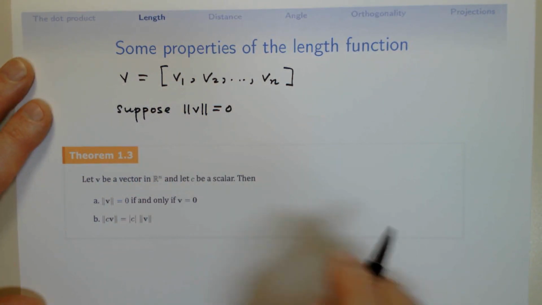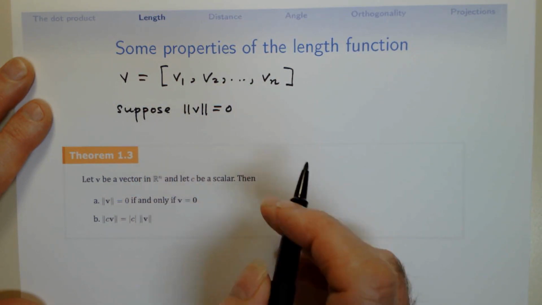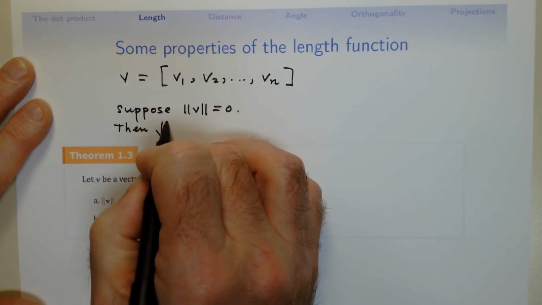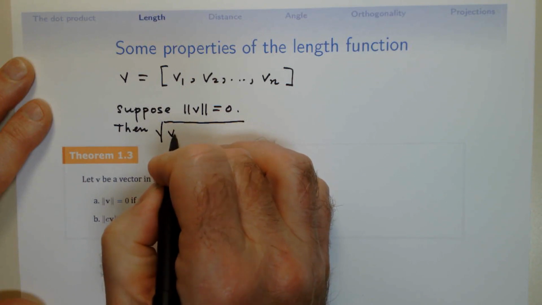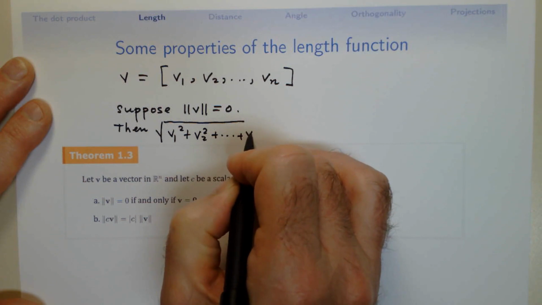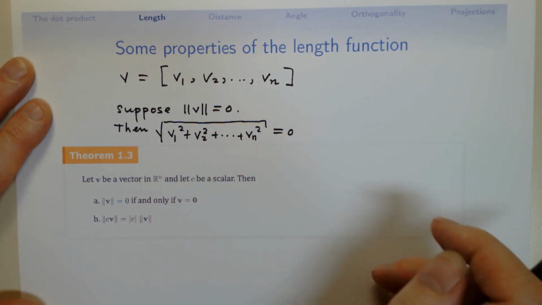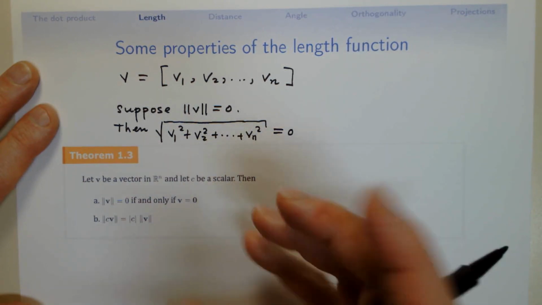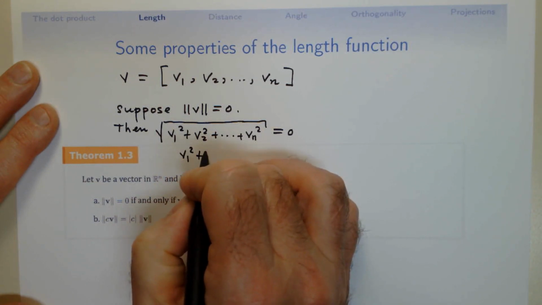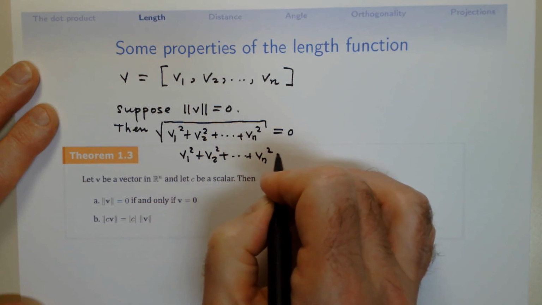So we're going to suppose that the length of v is 0. Now where does that lead us? Well, what is the length of v? It's the square root of the sum of the squares of the components, right? And so we know that when I take the square root of the sum of the squares of the components, that's equal to 0. Now what does that imply? Well, I can square both sides. This is equivalent to v1 squared plus v2 squared on out to vn squared equaling 0.